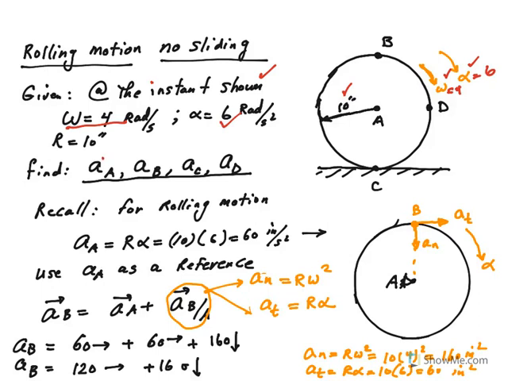We want to find acceleration of A, acceleration of B, acceleration of C, and acceleration of D. Again, B is right on the rim on top of A, C is the contact point, and D is right on the rim on exactly this horizontal line. All right, so I want to start with the acceleration of A.